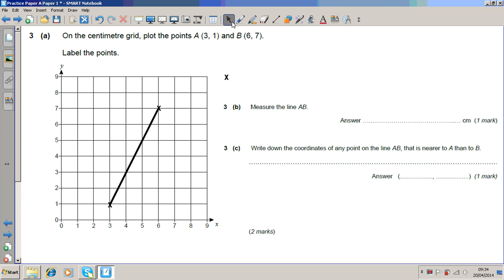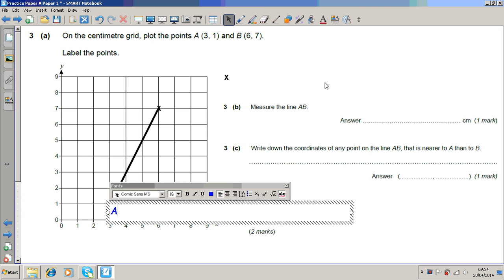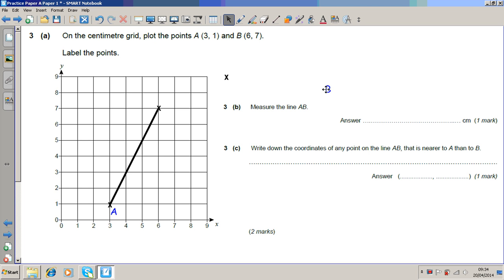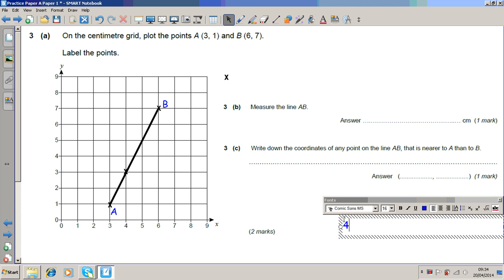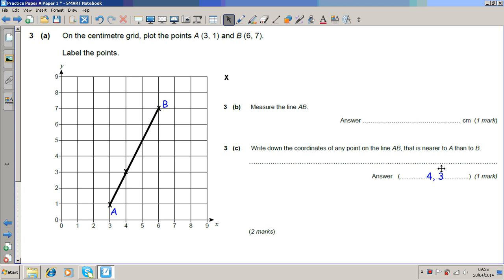Right, well, the obvious one to me then is closer to A than to B. So it could be, your halfway point is here, so it could be any of these along here. But if we go for the one that's the whole numbers, that'd be there. So that'd be 4, 3. 4 along and 3 up.